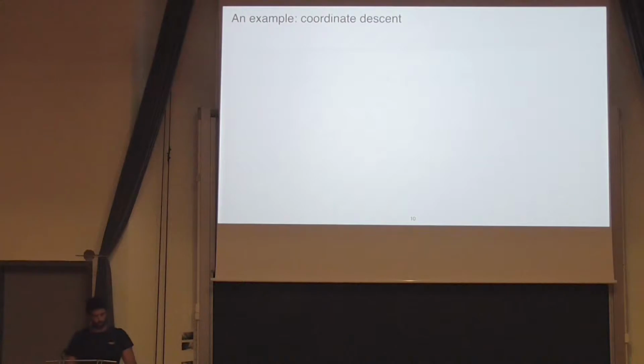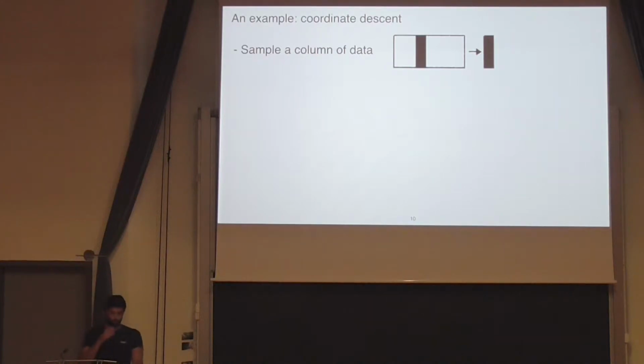Okay, let's start with an example of coordinate descent. And what is coordinate descent? This is a data matrix, and this is a randomized method. At this iteration of the method, we have to pick one column of the data set, or one feature, or one variable, depending on what terminology you're used to.